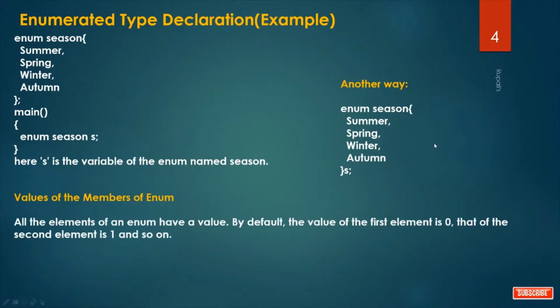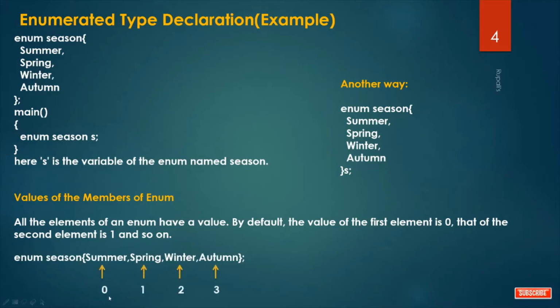See here, values of the members of enum. All the elements of an enum have a value. By default, the value of the first element is 0, that of the second element is 1 and so on. So it starts from 0, then 1, then 2. So we can say in case of enum season, see the value, summer has the value 0, spring 1, winter 2, autumn 3. So by default it starts from 0.